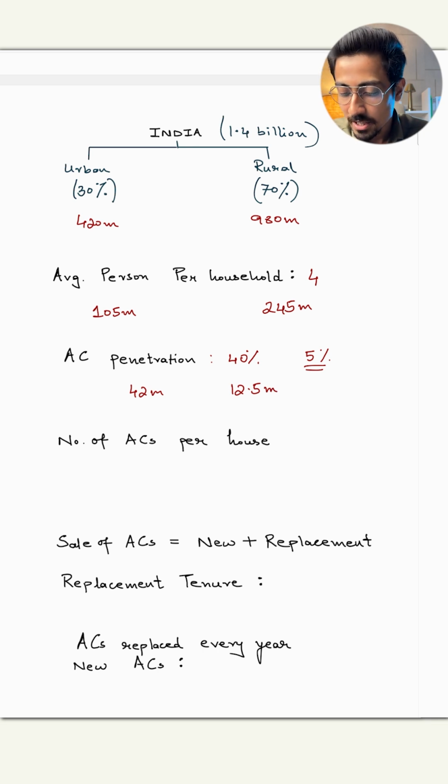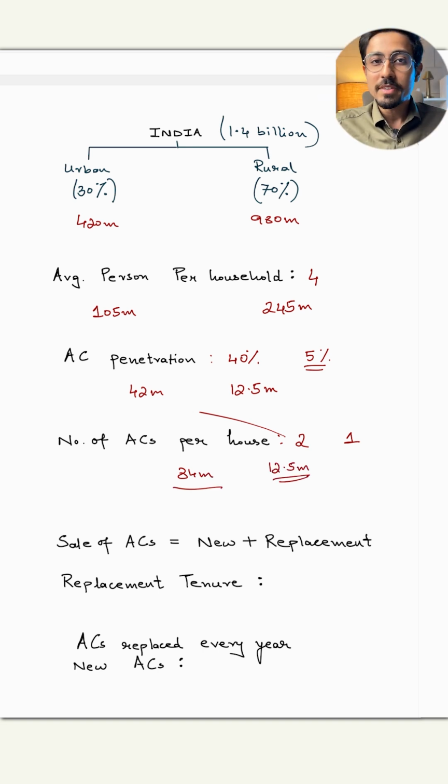So number of ACs per house. Suppose 2 per house in urban India and 1 AC per house in rural India. So we will have total number of ACs: 42 into 2, which is 84 million ACs in urban India and 12.5 million ACs in rural India. Now this is the total number of ACs existing.